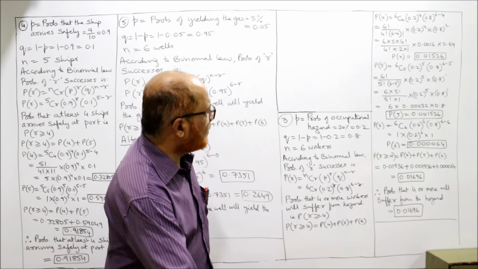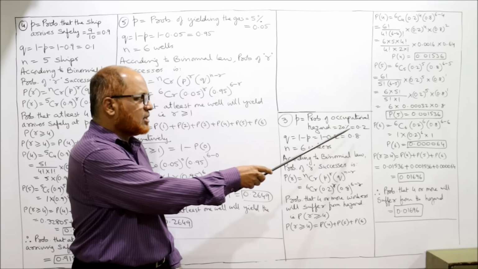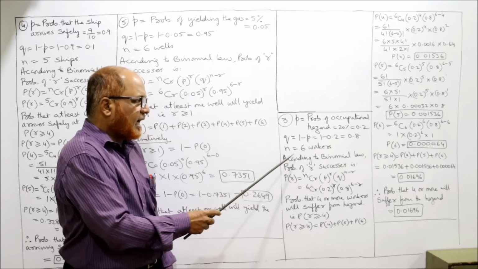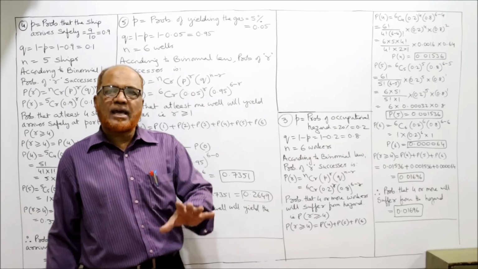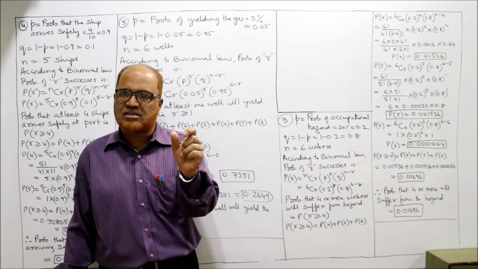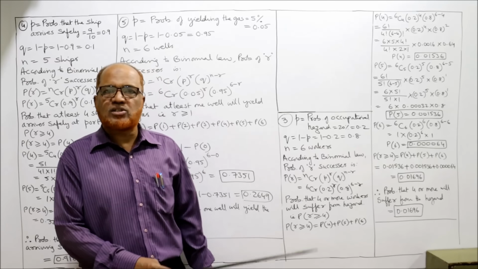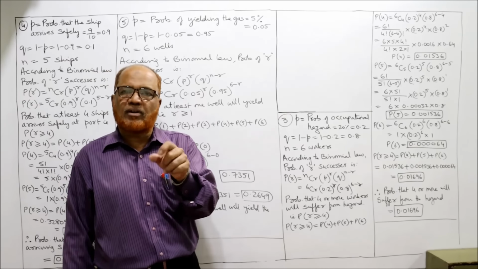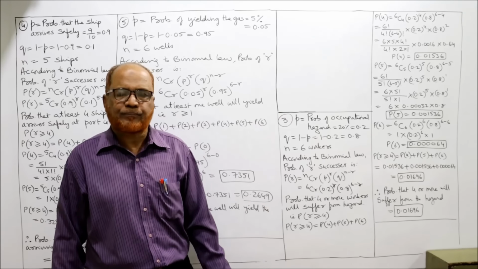So first we write the information. P is equal to the probability of occupational hazard, that is given 20%, 0.2. Q is equal to 1 minus P, 1 minus 0.2, 0.8. N, 6 workers. So according to binomial probability law, why am I applying binomial probability law? Because the condition says N should be fixed and P should remain constant. So N is fixed because we have only 6 workers, not more than 6. And P, the probability that the worker will suffer from the disease, 0.2, remains constant for any worker.